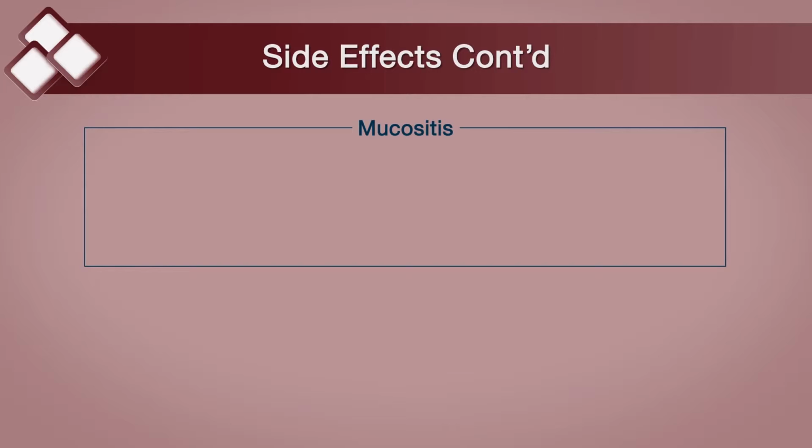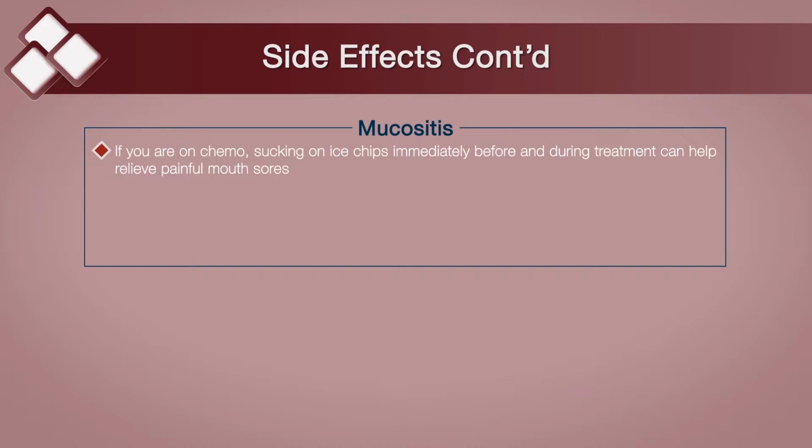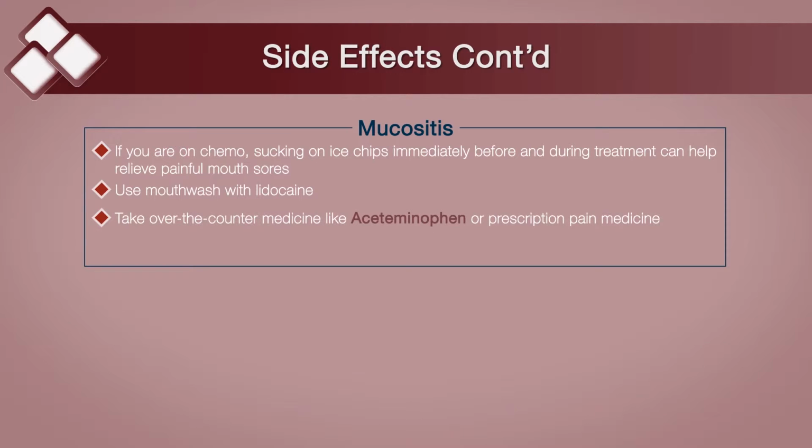With mucositis, if you are on chemo, sucking on ice chips immediately before and during treatment can help prevent or relieve painful mouth sores. You need to use mouthwash with lidocaine. Make sure to take over-the-counter medicine like acetaminophen or prescription pain medicine. You need to brush and floss your teeth gently. Use fluoride toothpaste without whiteners. If a toothbrush is too painful, try using a toothette.